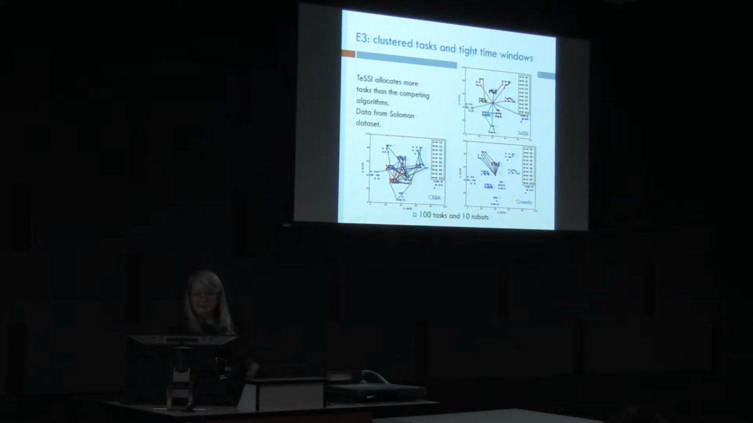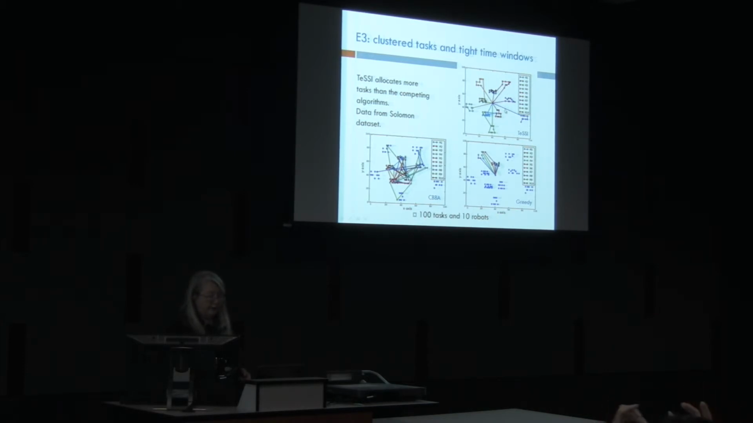It's very large data sets with lots of examples that cover a bunch of different cases. So the example shown here is when the tasks are clustered location-wide. In fact, all the dots here indicate where the tasks are. And the time windows are tight, so there's not much slack in the time windows. And this is a specific instance of this data set.